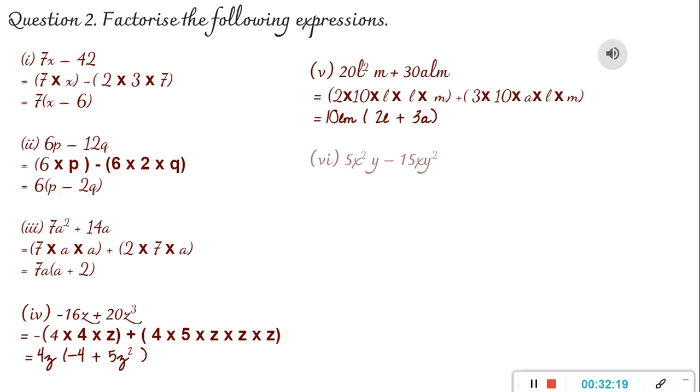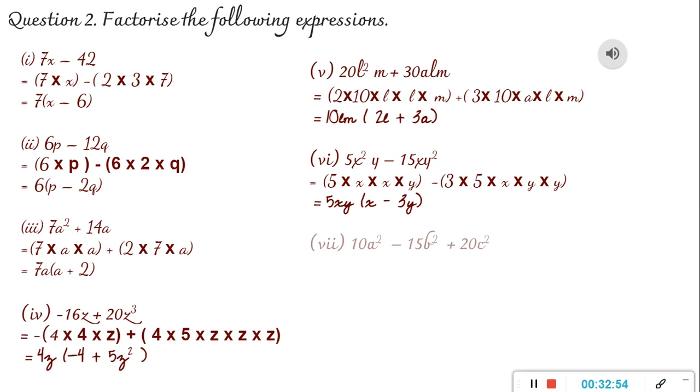Now the sixth one, 5x square y minus 15xy square. 5x square y can be written as 5 into x into x into y. Minus 15xy square can be written as minus 3 into 5 into x into y into y. Now see what is common here in both the terms. 5xy is common, so we can take it out. Then what is left out? In the first term x is left, and in the second term minus 3y is left. So what is the factor form? 5xy into x minus 3y.